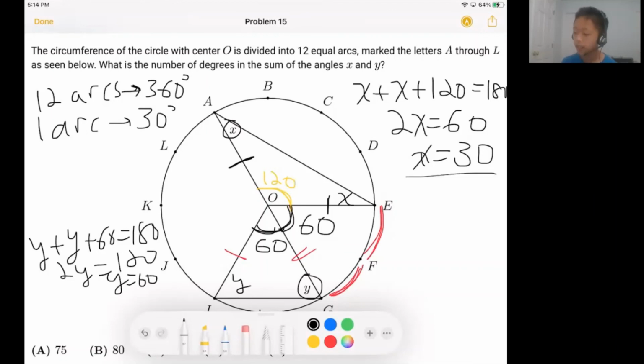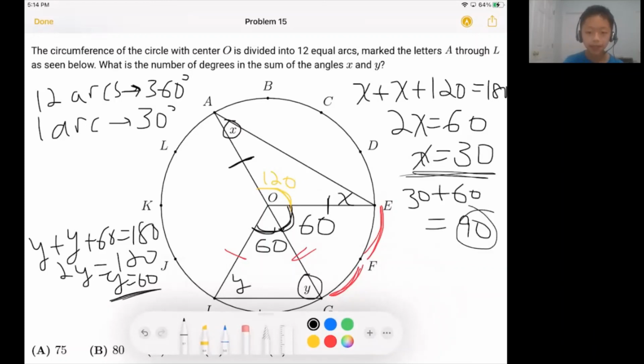So we found x is 30, and we found y is 60. To find our answer, we do 30 plus 60, and we get 90 as our answer. Mainly in this question, we had to do some angle chasing, and it was important to notice the base angles and the isosceles triangles that were present in the diagram.